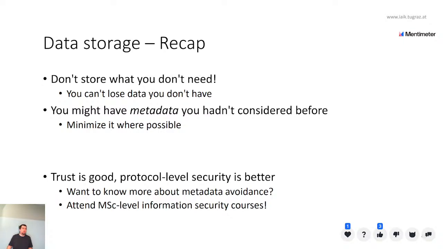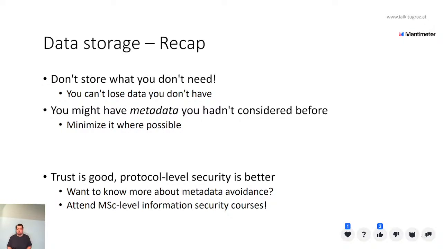Maybe store it for 2 days, 3 days, a week maybe, a short time frame. And then afterwards, goodbye. Get rid of it. Delete it from the database. You don't need it anymore. Make sure it's gone. The less data you have, the less data you can lose. It's a straightforward message here. Yeah, trust is good. Protocol level security is better. If you never get the data, then you can't lose it.